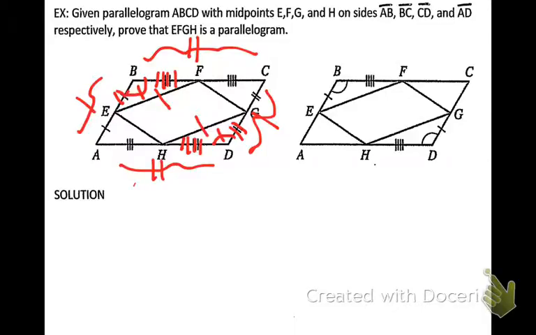And then we could do the same thing with the triangle AEH and CGF to show that FG is congruent to EH, because the opposite sides of EFGH are congruent, then we can say it's a parallelogram. Both pairs of opposite sides are congruent. All right? Questions? Okay.